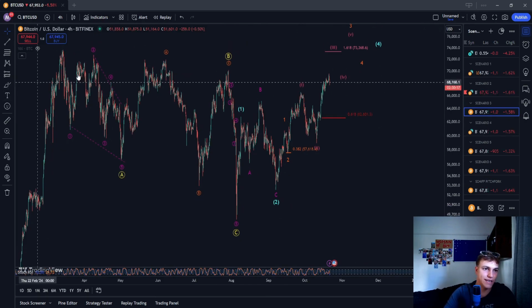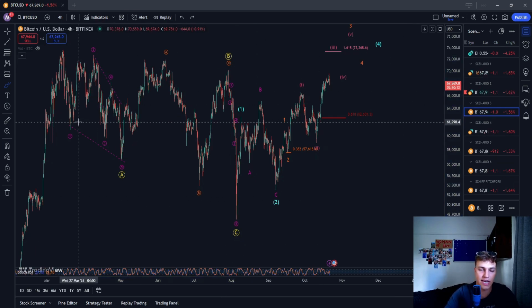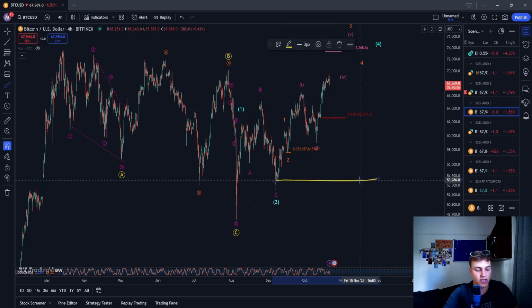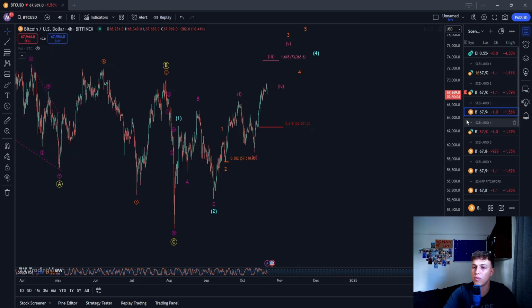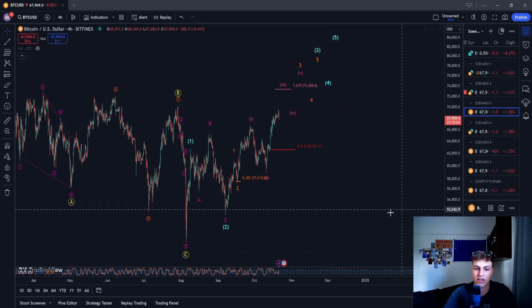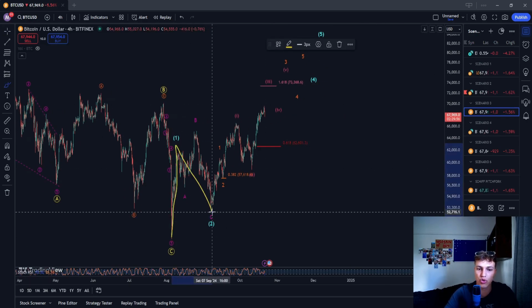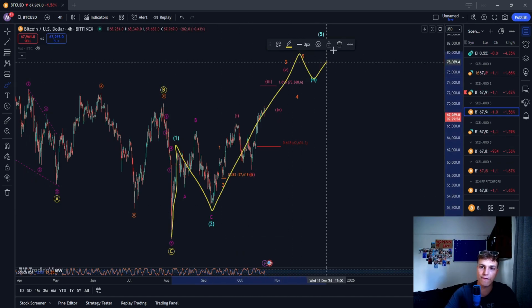We have a finished A, B, and a C, and finishing this ABC, we are now looking at that impulse scenario. Remember, when we finish a correction, it can either be an impulse or a diagonal. Here is the impulse scenario. A wave 1, 2 in blue, 3, 4, and wave 5.